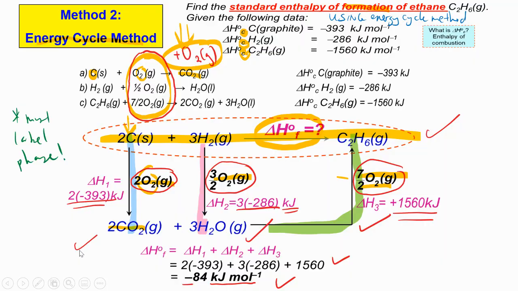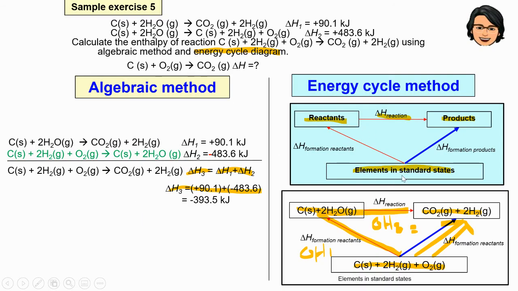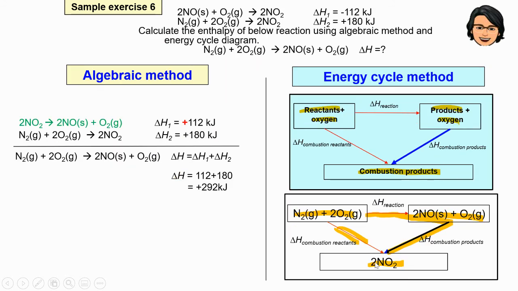So remember, for the energy cycle method, one, the same element will be put in between the arrows. Second, only three types of enthalpy are involved: solution, lattice, and hydration. Another one is elements in standard states. Then another one is combustion products. So that's all for the energy cycle method. You can refer to the notes for further understanding or for how to calculate.